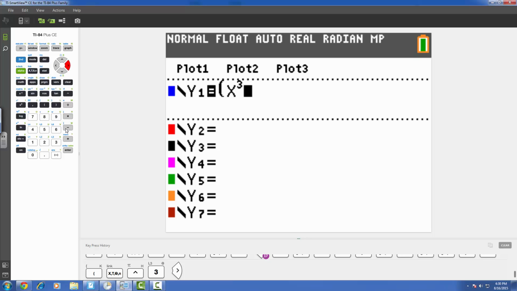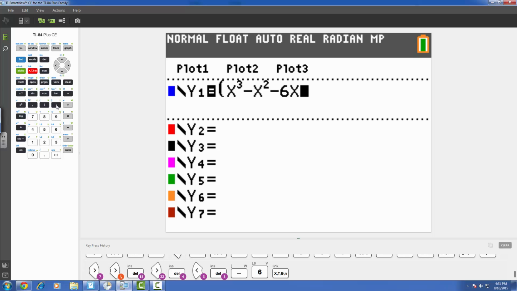Minus x squared, so minus x squared minus 6x, close parentheses, divided by, now our bottom one in parentheses. So we have that x squared minus 9, close parentheses.